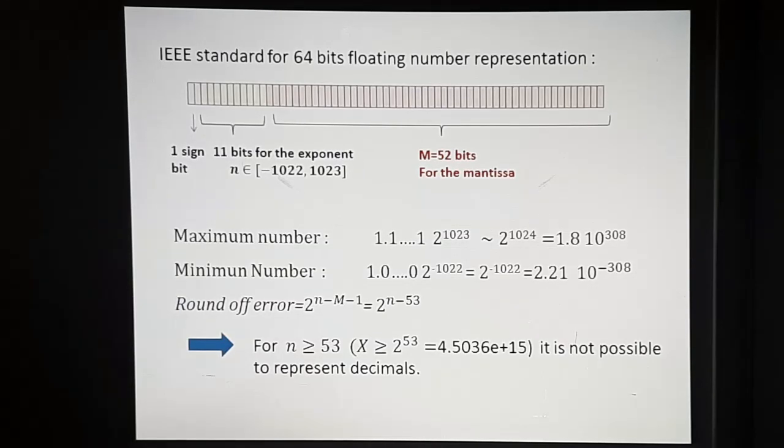So now you can understand what happened in the beginning of this presentation. When I took this large number and added to it a small number, the small number was inferior to the precision, to the round-off error, so the number stayed the same, and that's why I got 0 for an answer. Okay, so this is an important thing to know. When you subtract two large numbers, you can produce huge errors.